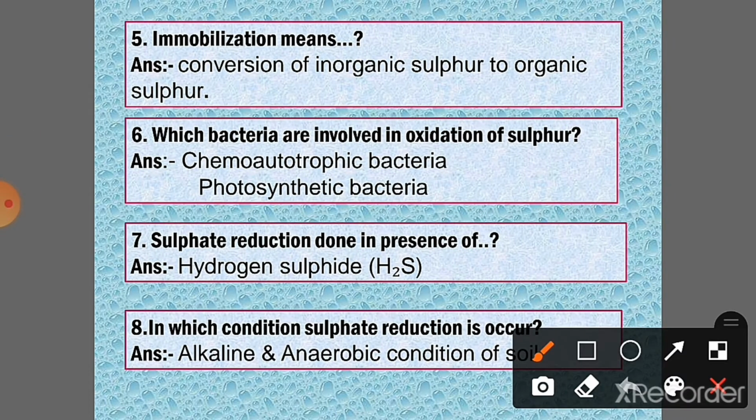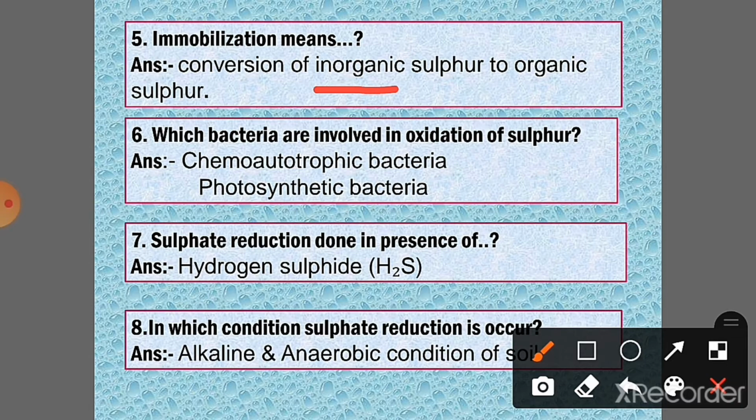Question 5. Immobilization means conversion of inorganic sulfur to organic sulfur. Question 6. Which bacteria are involved in oxidation of sulfur? Answer: chemoautotrophic bacteria and photosynthetic bacteria.